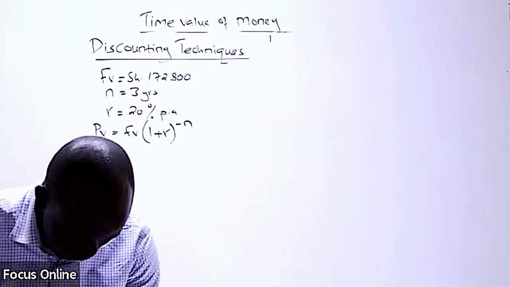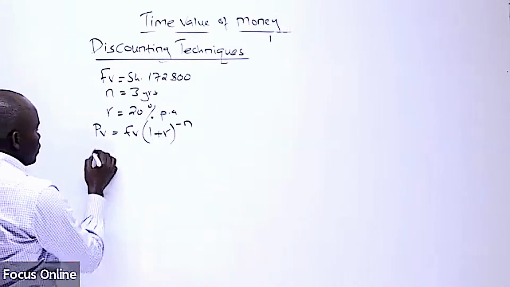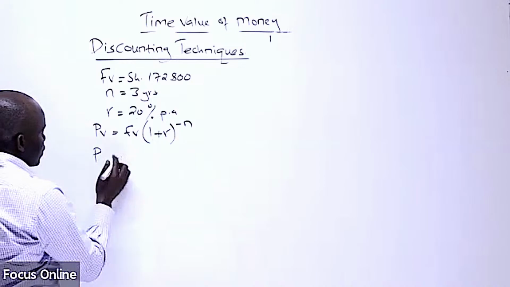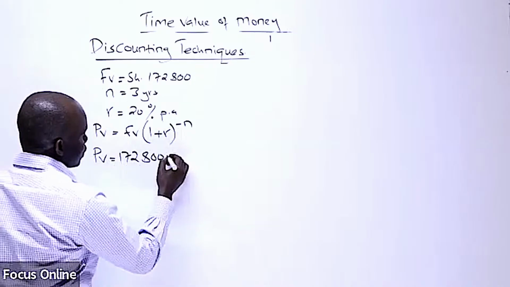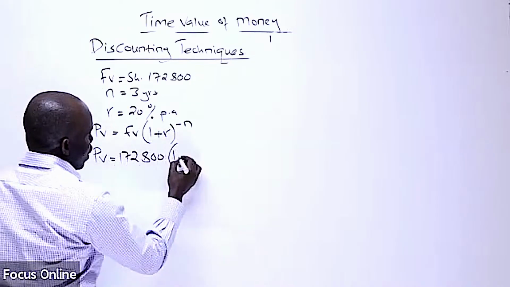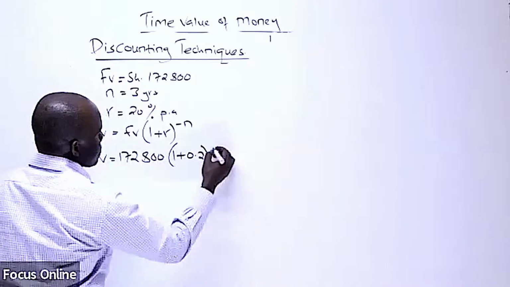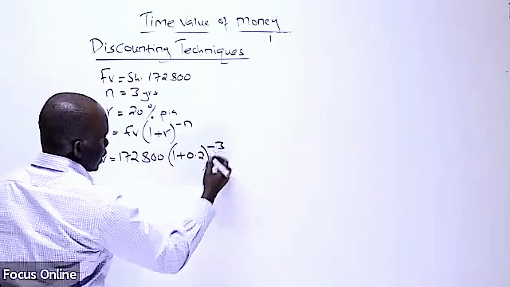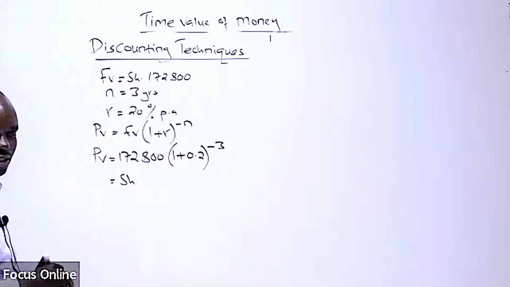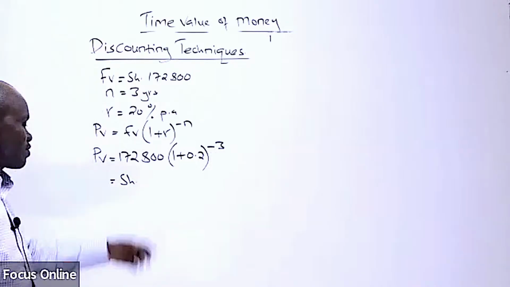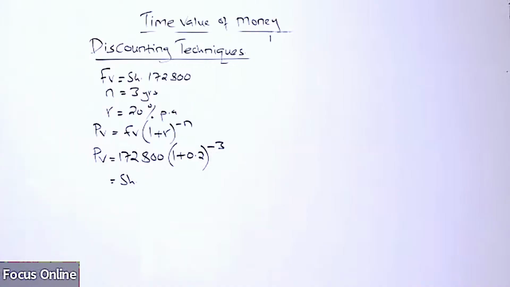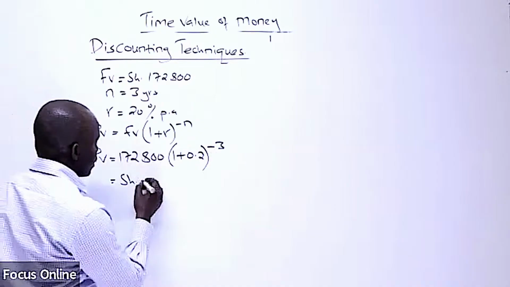So present value is equal to 172,800 times (1 plus 0.2) power negative 3. In short, how much are you supposed to invest today to get 172,800 after 3 years at an interest rate of 20% per annum? Again, you say 100,000? 100,000, okay.